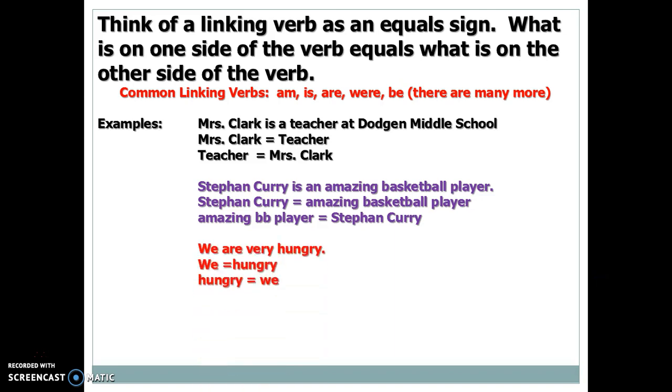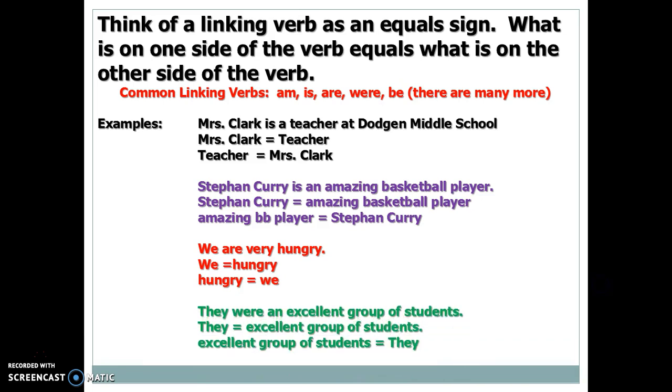We are very hungry. That would be third period normally. We equals hungry. Hungry equals we. And they were an excellent group of students, which you all are. They equals excellent group of students. Excellent group of students equals they. So you can see the equal sign is really useful.